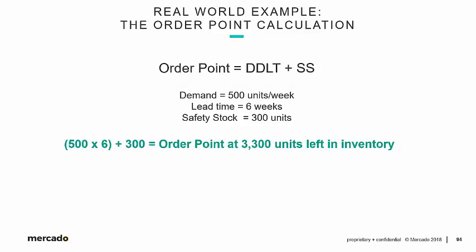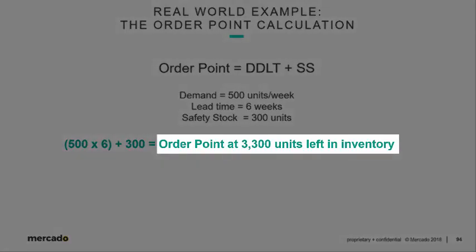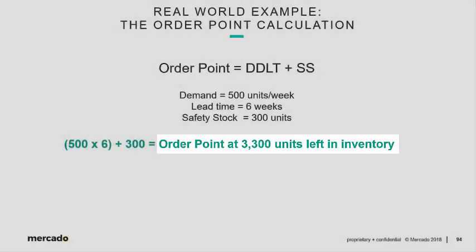As we can see in green, we take our demand per week, per time bucket, to use the proper terminology, which is 500, times 6 weeks lead time. That's demand during lead time. We take that number and add it to the 300 units we keep in safety stock to get an order point of 3,300 units. That means that when this product depletes down, meaning units are being sold to customers, it depletes down to 3,300 units, we have to place a replenishment order.